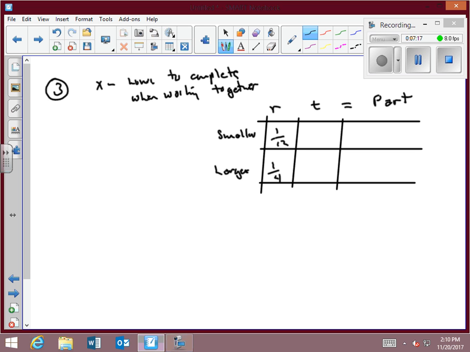So that tells you that the smaller loader will work X hours and the larger loader will work X hours. And it says they're going to finish the job, so the part of the job that's done in terms of the total is going to be one job. The smaller loader is going to do X over 12. That's the part of the whole job it's going to do. And X over 4 is the part that the larger loader does.